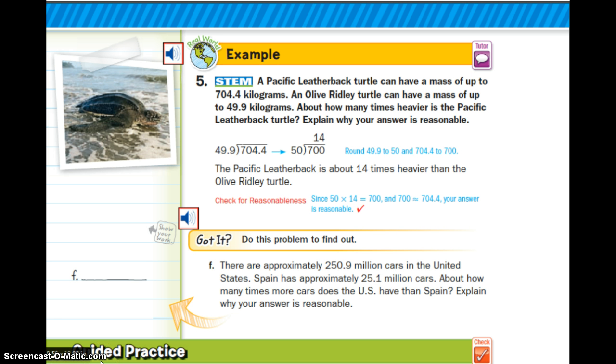A Pacific leatherback turtle can have a mass of up to 704.4 kilograms. An olive ridley turtle can have a mass of up to 49.9 kilograms. About how many times heavier is the leatherback? So, we're going to round that to 50, and we're going to round that to 700. So we know that 50 goes into 70 one time, and a 20, so that would be approximately 14 times. 14 times. Wow, that's pretty cool. That means that's a pretty heavy turtle, that leatherback. Okay, got it, and then we'll go to the guided practice.